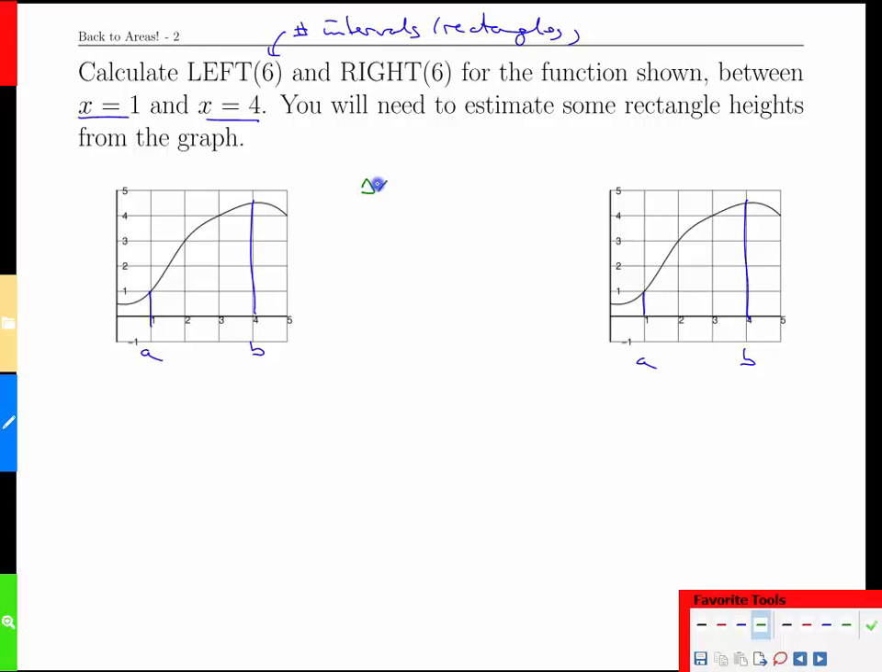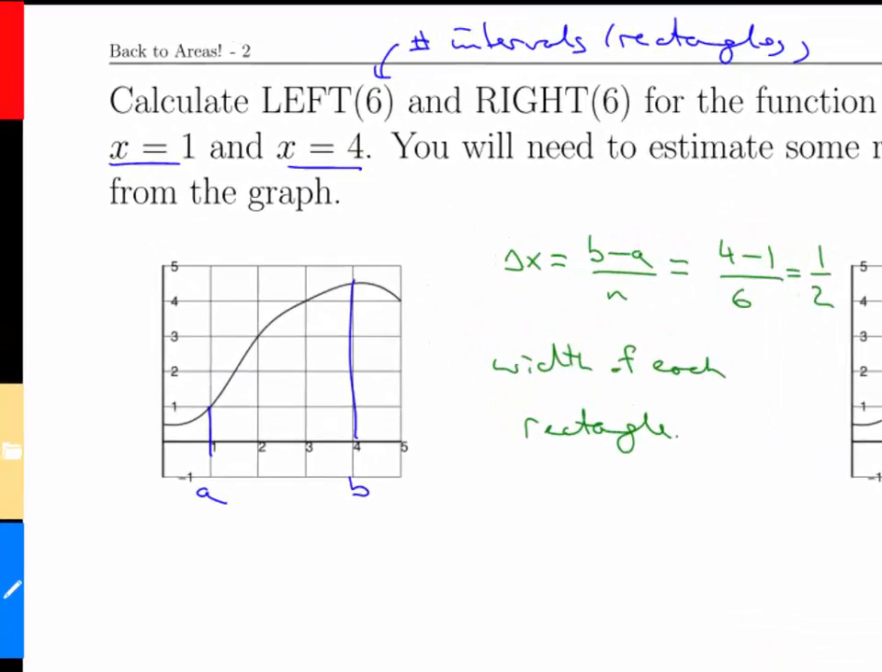What we get out of the 6 intervals is the width of each rectangle. So we're going to take our b minus a over n, so 4 minus 1 over 6, and that's going to be 1/2. And that's the width of each rectangle. This should not come as a huge shock. We're taking something that's 3 long and dividing it into 6. We're going to have 1/2 as the width of each possible rectangle.